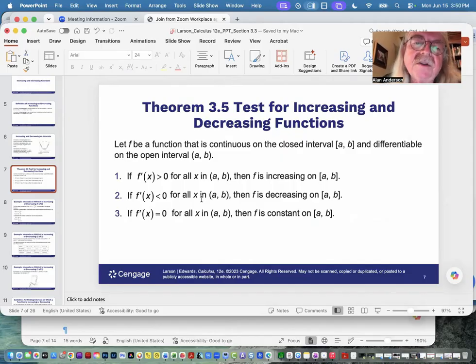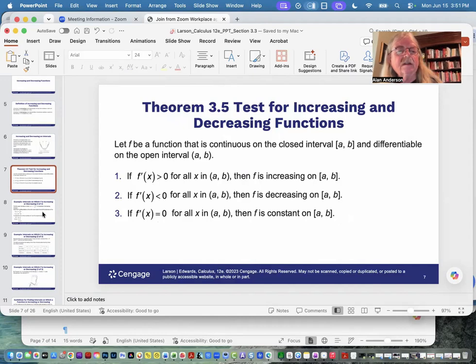In other words, in the first case, if the slope of the tangent line is positive, then the function must be increasing. In the second case, if the slope of the tangent line is negative, the function must be decreasing. And if the function has a flat tangent line, then it must be constant over that interval.